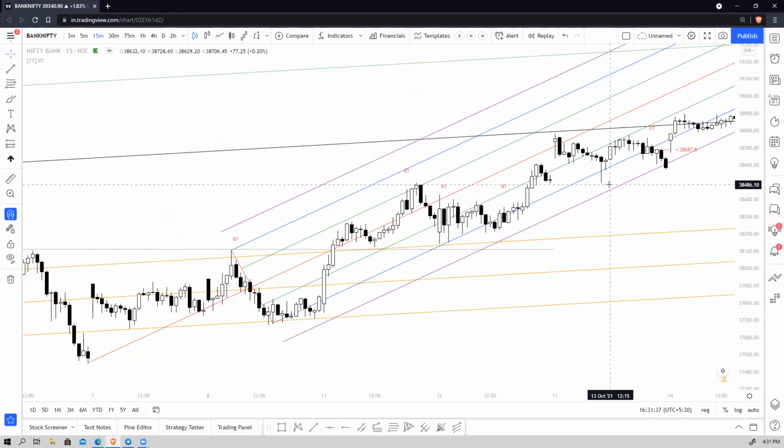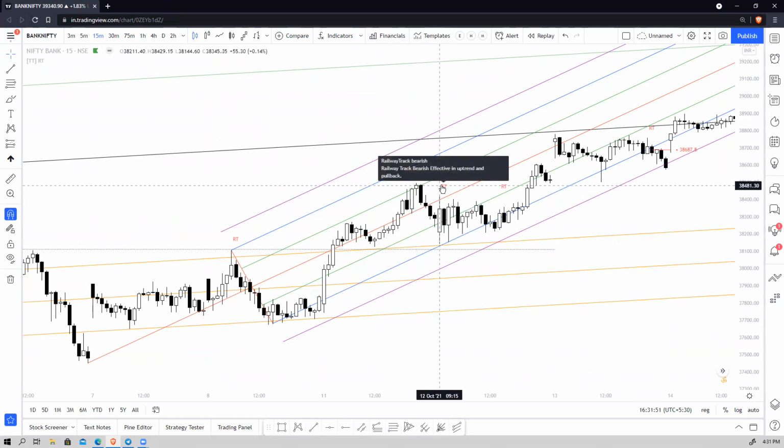So how do we identify RT? A strong white candle and a strong black candle side by side. It needs to be side by side. That will give you a perfect RT. So now, how to trade RT?